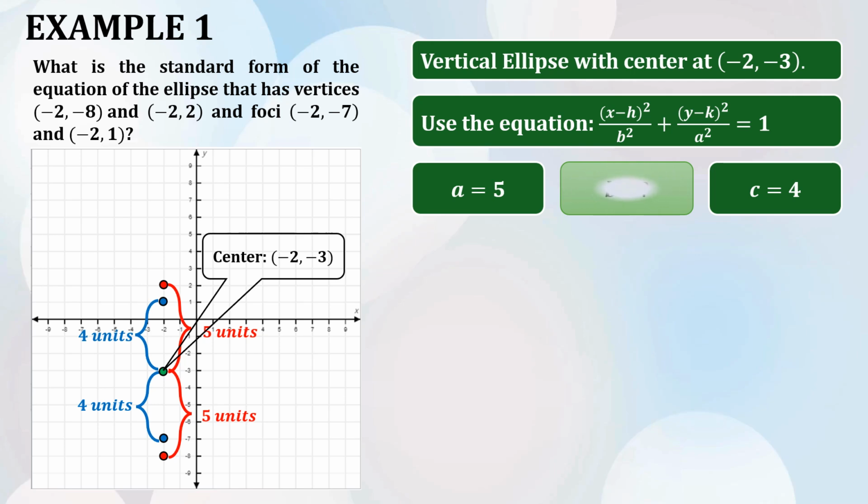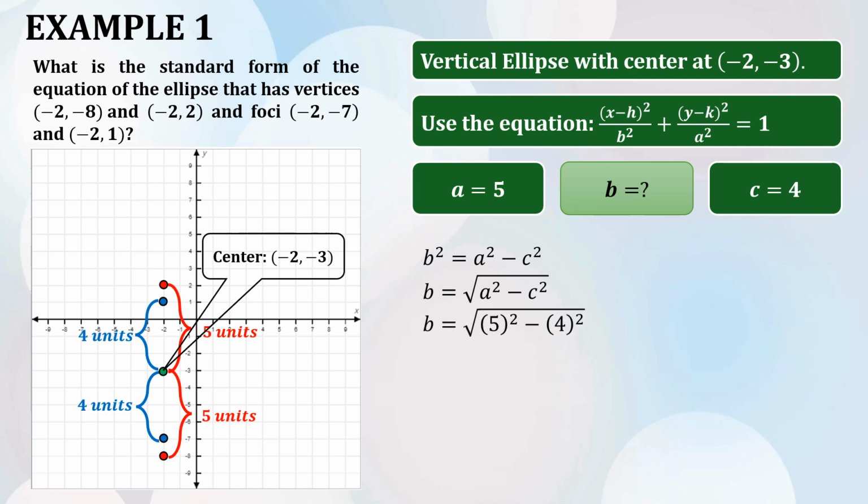Solving for b, we use the formula b squared is equal to a squared minus c squared. And by substituting the values of a and c, we will obtain the square root of 9. This gives us the value of b, which is equal to 3.